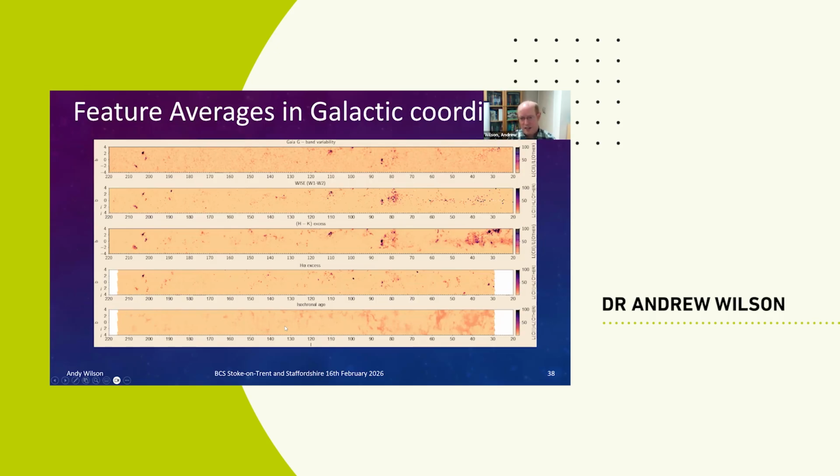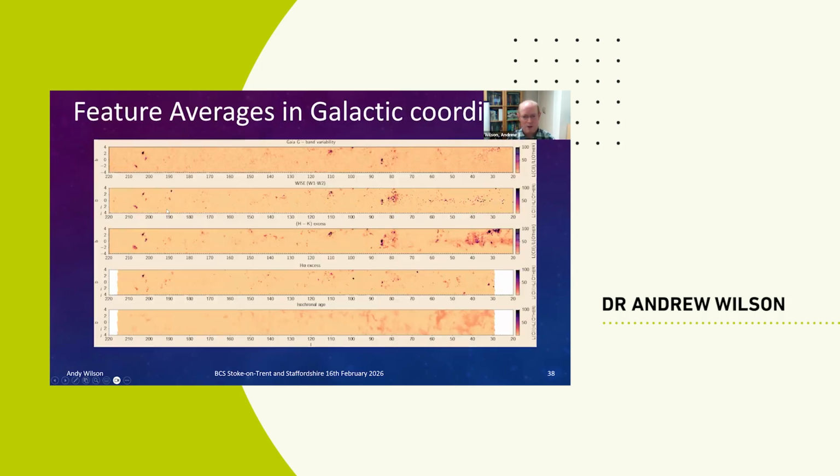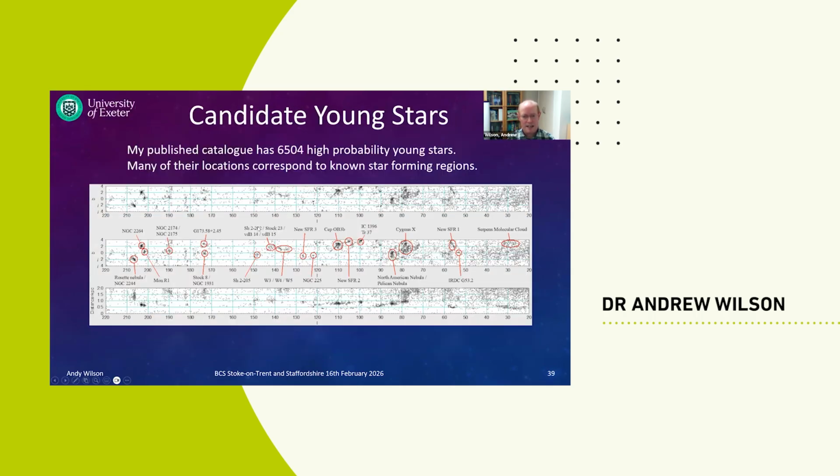And then the classifier combines them. And then I come up with a set of about 6,500 out of 10 million sources, which are high probability young stars. And this here is just the same sort of stretched plot of the sky, stretched out flat, like we see there. But that's now just showing the candidate young stars.